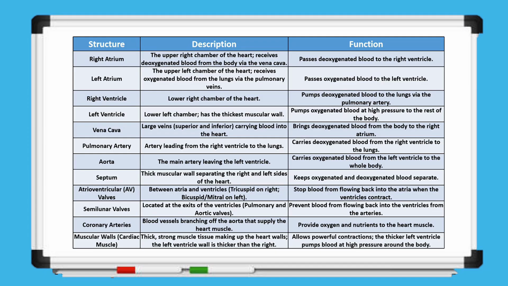On the opposite side, the left atrium receives oxygenated blood from the lungs through the pulmonary veins and passes it to the left ventricle, the lower left chamber with the thickest muscular wall, which pumps oxygen-rich blood at high pressure to the entire body through the aorta.